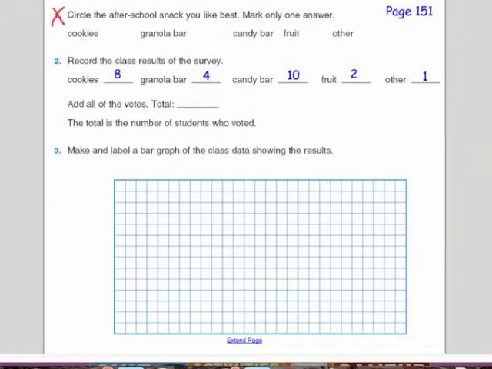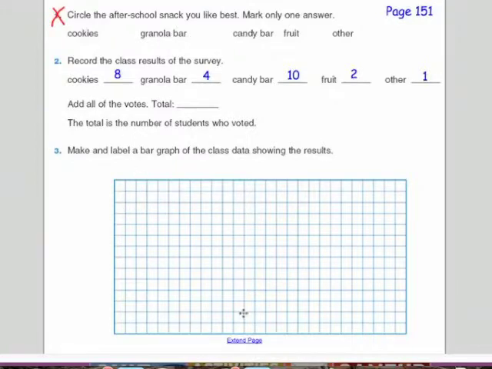Next, what you're going to need to do is look at page 151. Now, you're going to skip number 1, but look at number 2. I went ahead and gave you some values to plug in here: 8 for cookies, 4 for granola bar, 10 for candy bar, 2 for fruit, and 1 for other. Basically, this is pretending we did a survey about the best after-school snack you like, and these are our results up here. So you're going to need to fill this out, add all the votes up, and put your total here. That total will be your number of total students who voted.